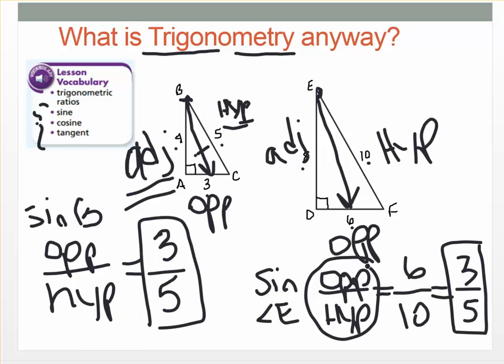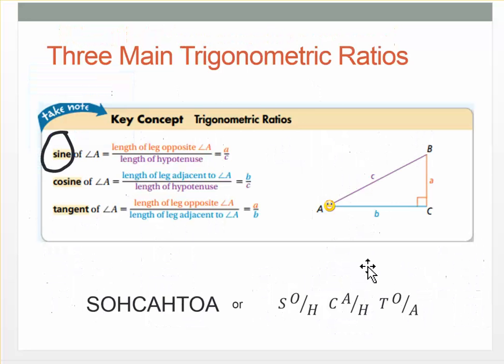And your job is going to be to remember that fancy name for each of the three different fractions. And these are those fractions. We call it the sine whenever we make a fraction out of the opposite over the hypotenuse. We call it the cosine whenever we compare the adjacent to the hypotenuse. And we call it the tangent whenever we make a fraction out of the opposite and the adjacent. All of these are determined by the reference angle.